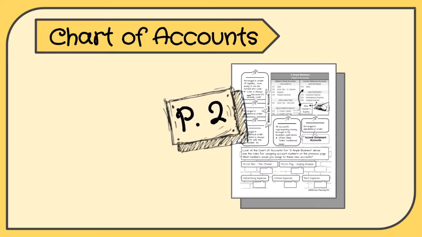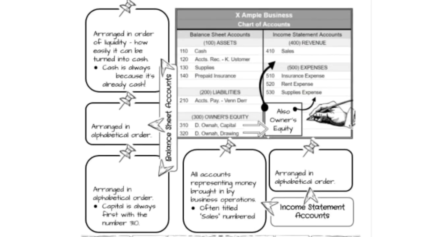Next up, we have page 2, and this is all about the chart of accounts. So you'll see a picture of the chart of accounts for X Ample Business here in the top. We're going to reference this a lot throughout the notes. What you need to notice first is on the left are the balance sheet accounts, on the right are the income statement accounts, and then they're further divided by category.